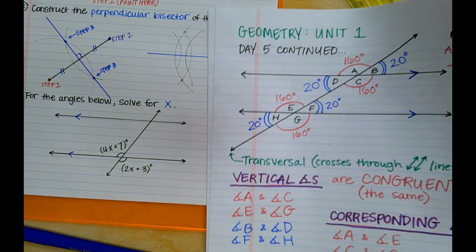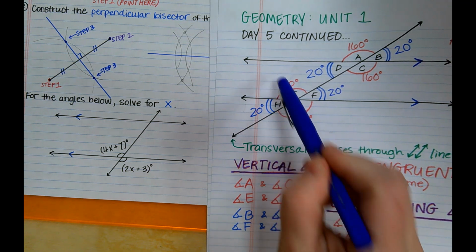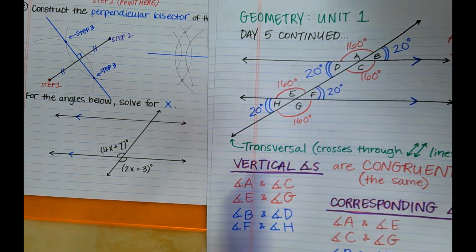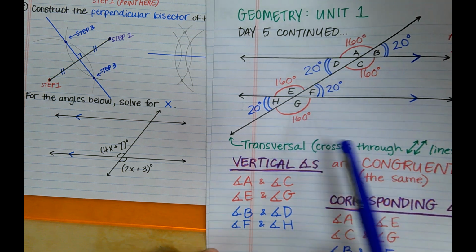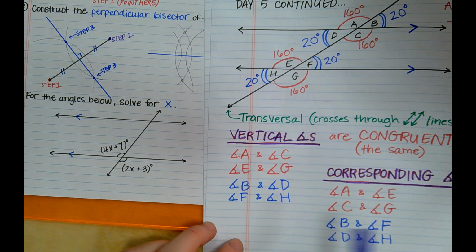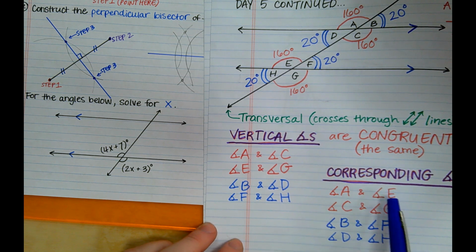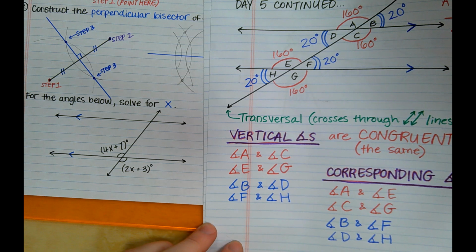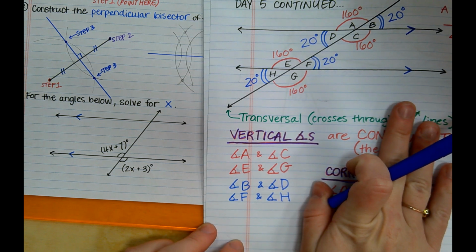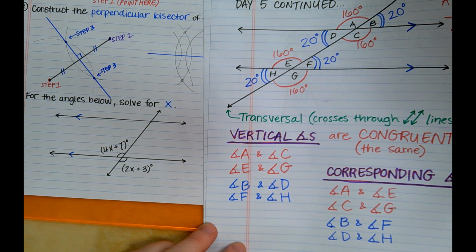Remember, whenever we have angles that are across from each other, let's find where E and G are in our lists. I see C and G for corresponding. I see E and A for corresponding. So it's not a corresponding angle. Oh, it's vertical. Yes, it's a vertical angle.